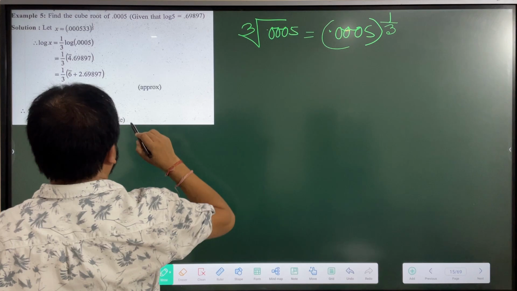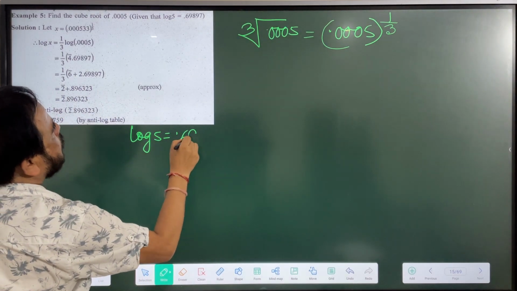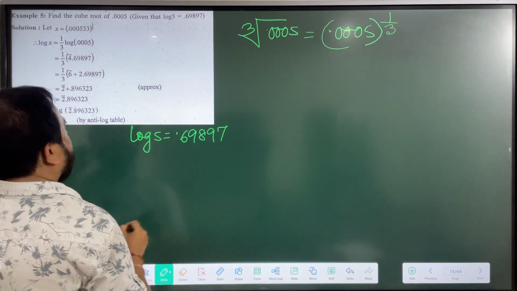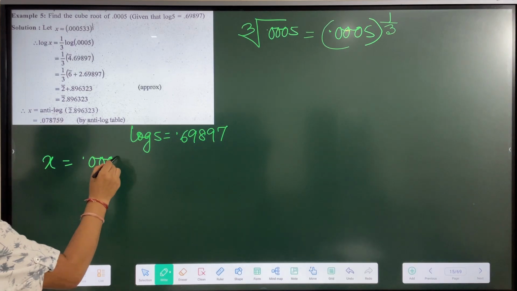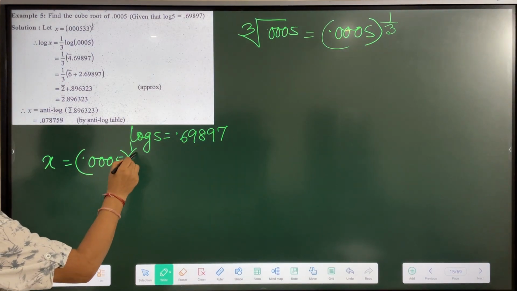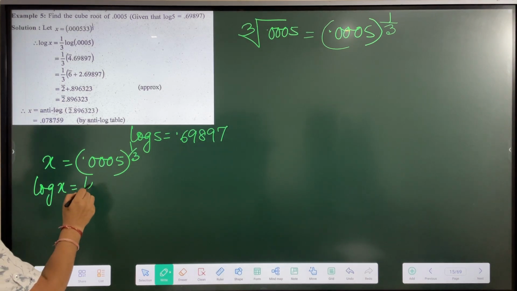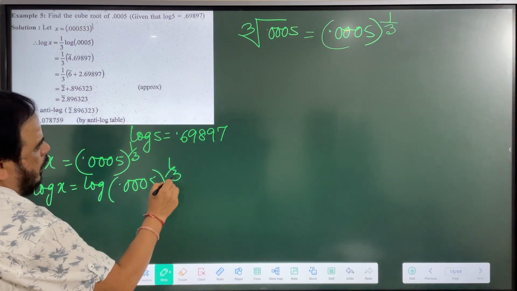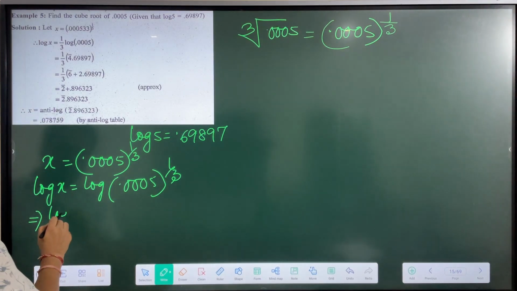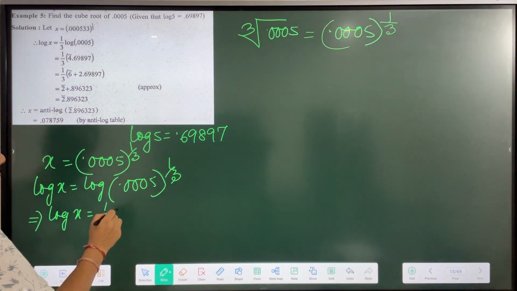Log 5 is given, the value is 0.69897. So x is equal to 0.0005 to the power 1 by 3. Cube root means power is 1 by 3. So log x, both sides you will take log of 0.0005 to the power 1 by 3. Log x equals 1 by 3, the power comes here.